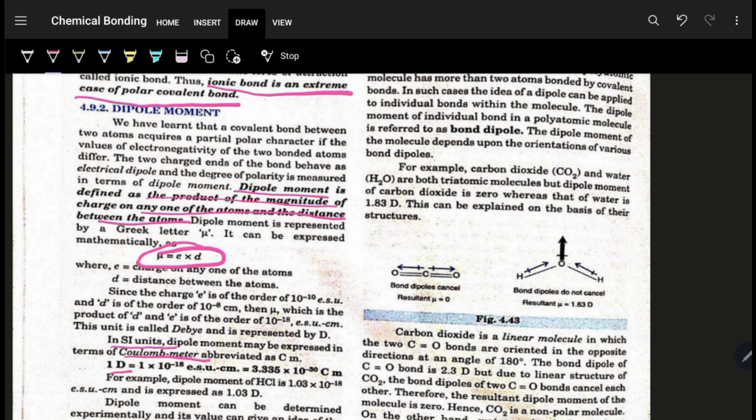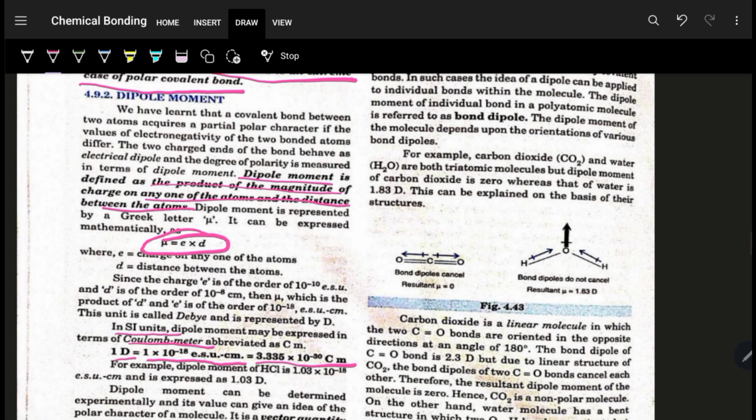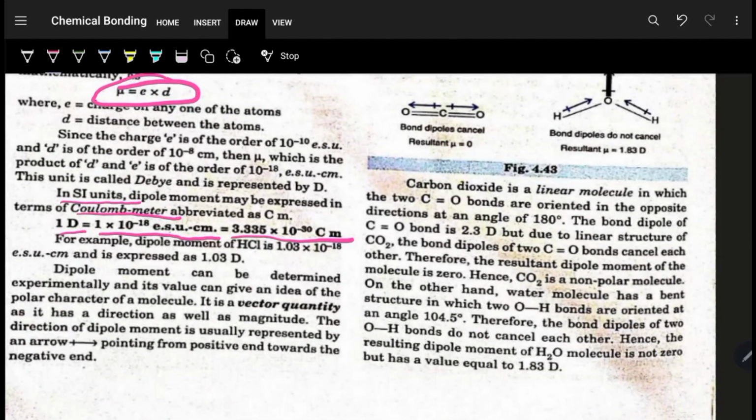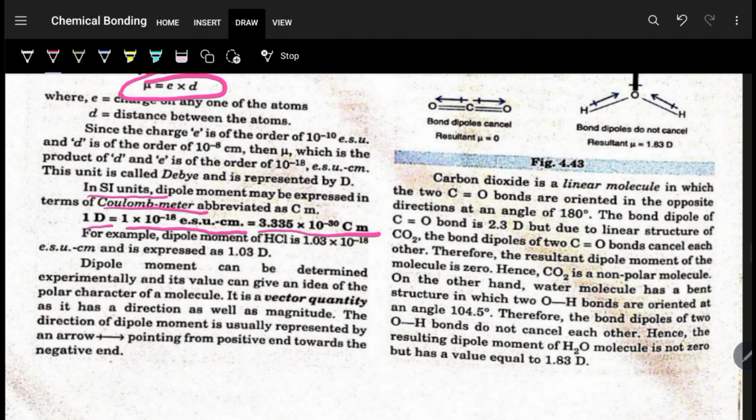Okay, so it is also equal to, this is also very important, 1 into 10 to the power of minus 18 ESU centimeter. Apart from how much coulomb meter, we should also know how much ESU centimeter it is. For example, the dipole moment of HCl is this much ESU centimeter, expressed as 1.03 Debye. Okay, it's a vector quantity.